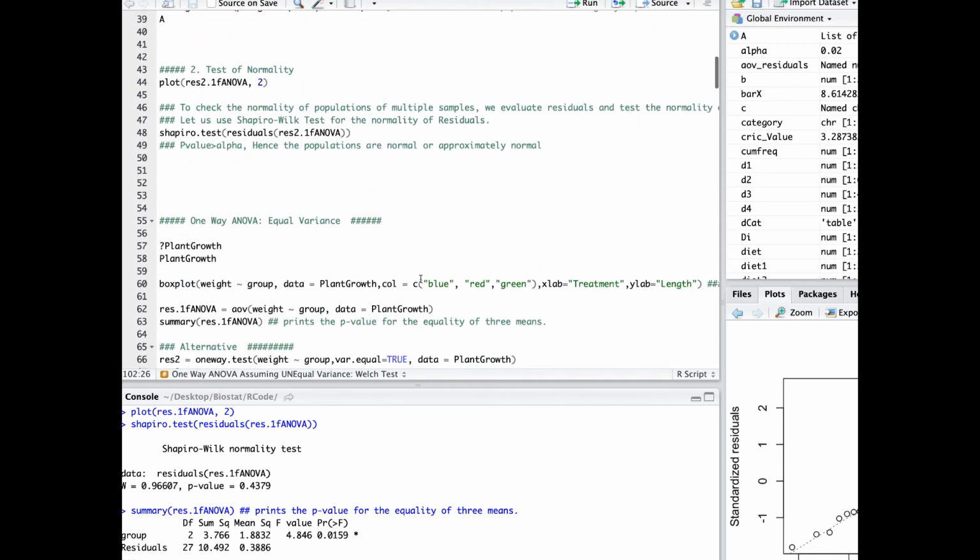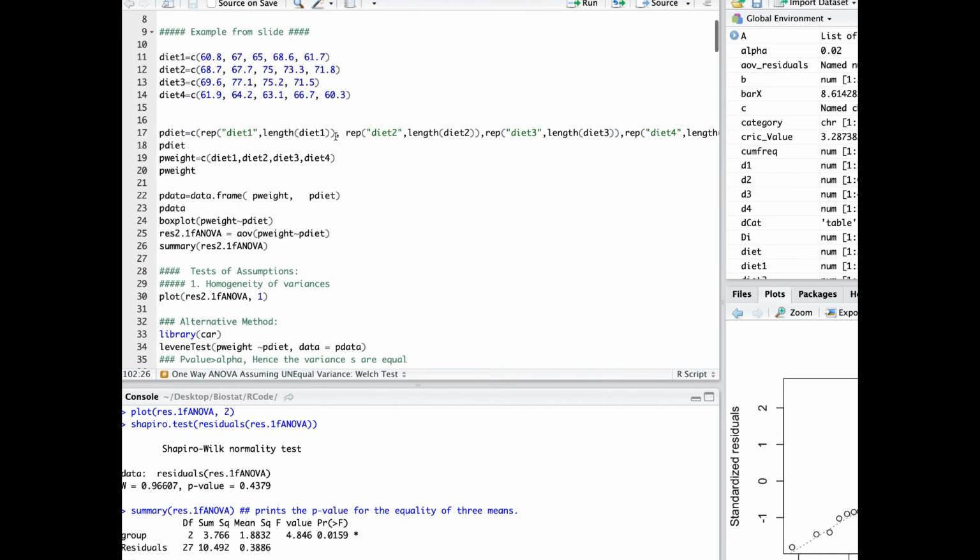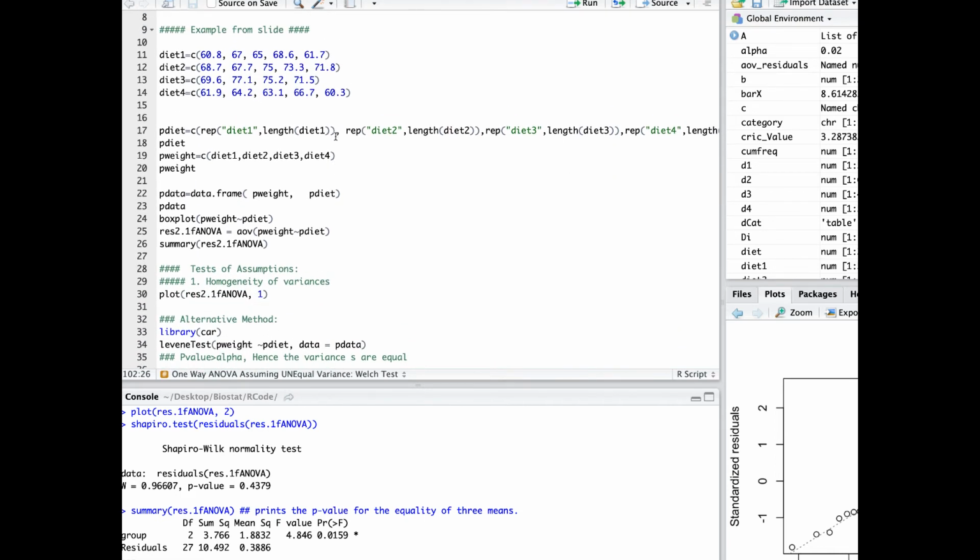So I'm going to take another example where the data is not given in two columns, okay? Let's consider this example, the example that we did in the slide. There are four types of diet given to pigs, and they record the pigs' weight after a certain time, right? We want to see whether certain diets are more effective than the other diets, or whether all the diets are equally effective on the pigs' weight, okay?